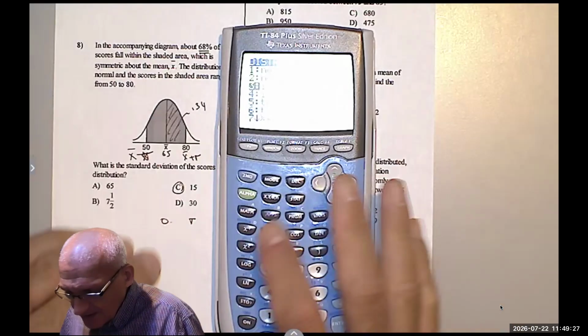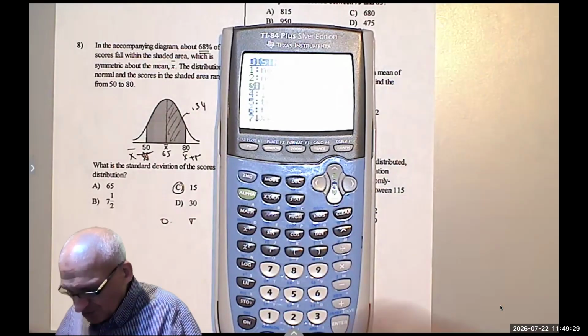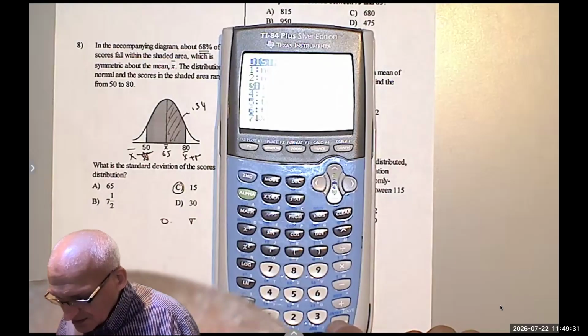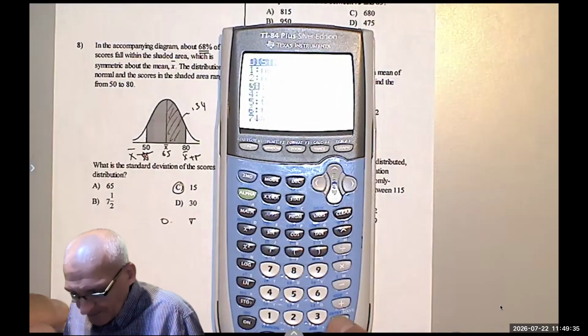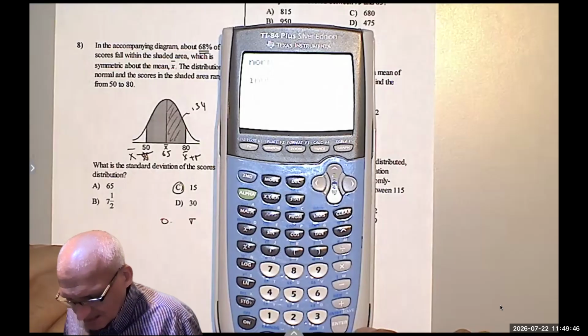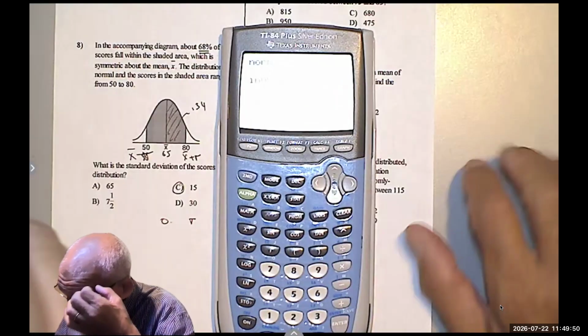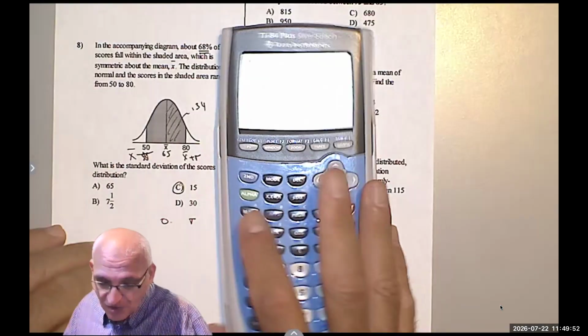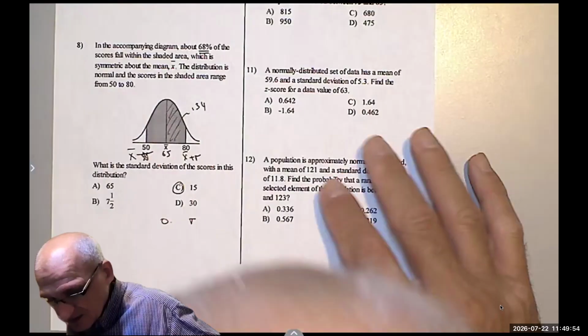Inverse normal. I can't remember what you enter first. You should enter X and... do we enter the probability first? No, I don't know how to do it with the calculator. I usually use Excel or some other software.